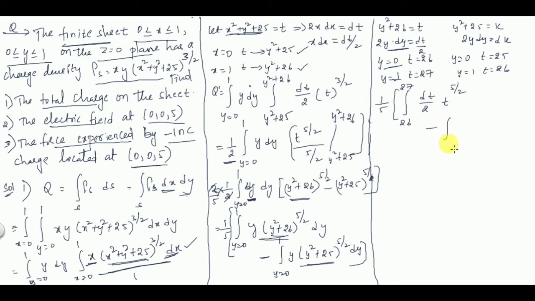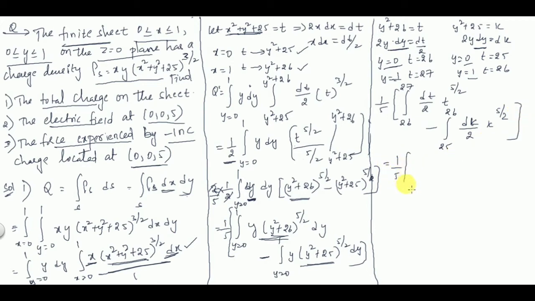Minus integral, y is equal to 0 to 1. When y is equal to 0 to 1, k tends to 25 to 26. This is again dk by 2. y dy is equal to dk by 2. Right, so y square plus 25 is k power 5 by 2.